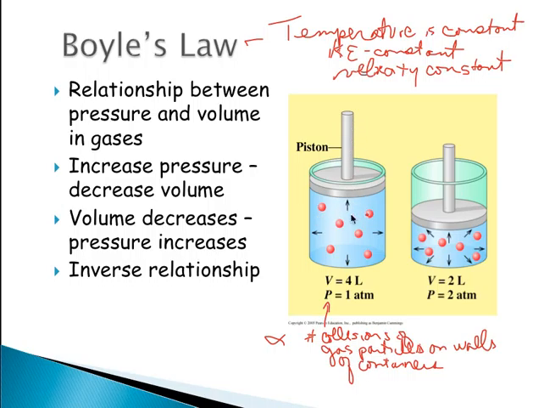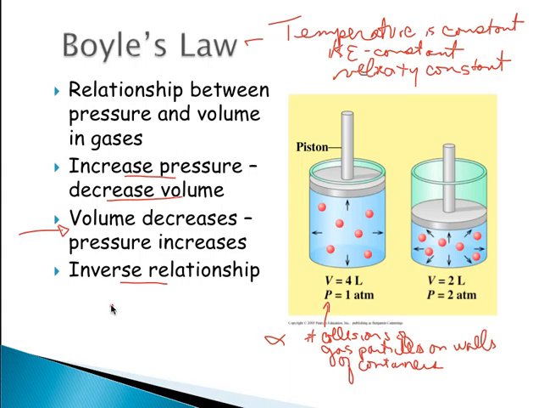If I decrease the volume, hopefully you can see that if the speed of these particles is the same, that's going to increase the number of collisions of those particles. So as I decrease the volume, the pressure is going to increase. I always think of it this way because I can envision making the volume smaller. The collisions against the walls are going to increase, therefore the pressure increases. This is known as an inverse relationship.